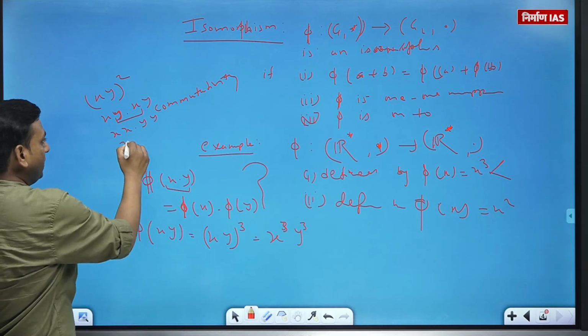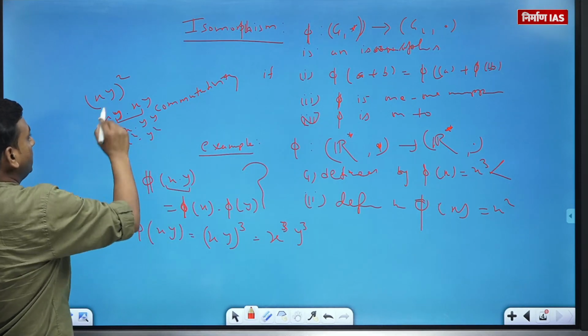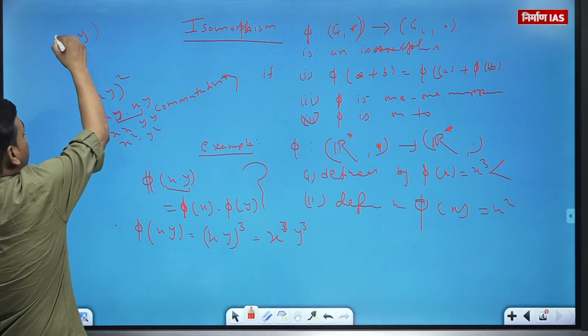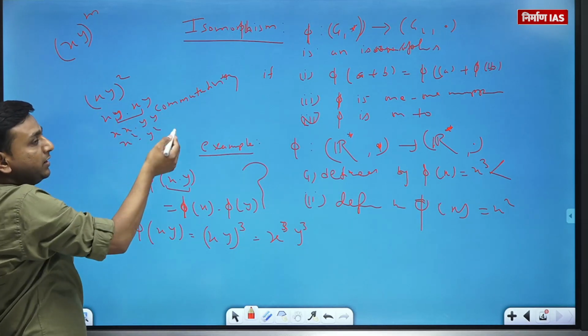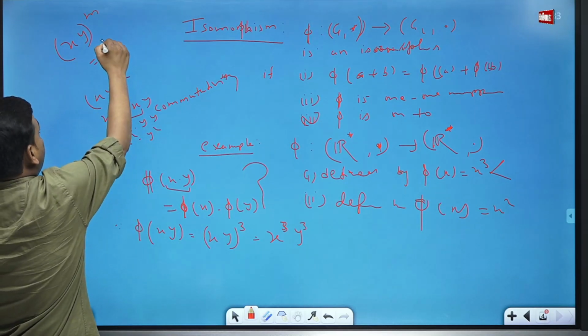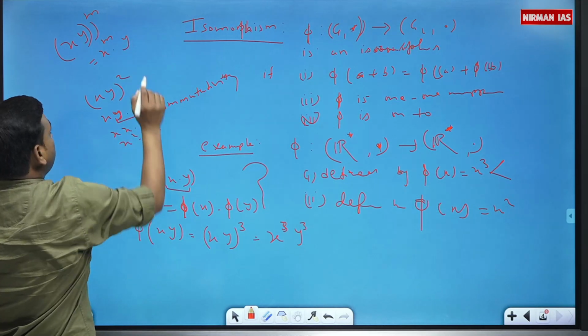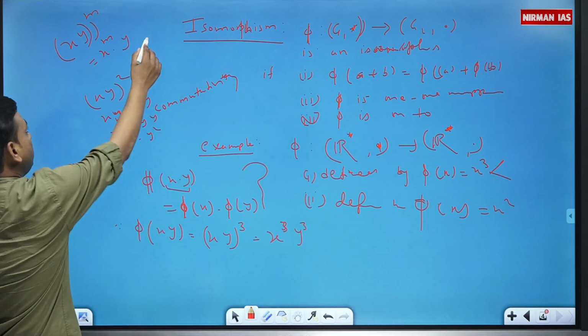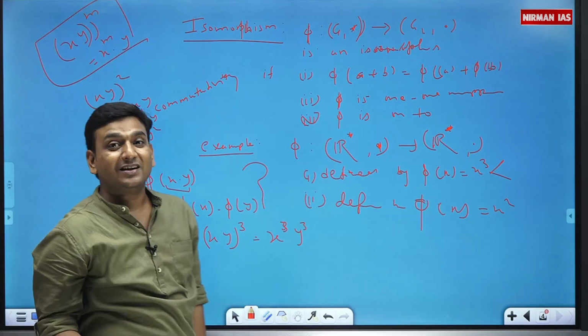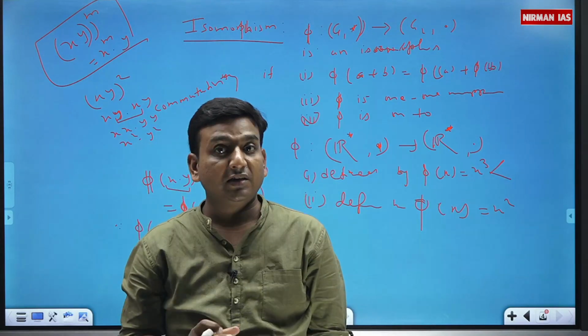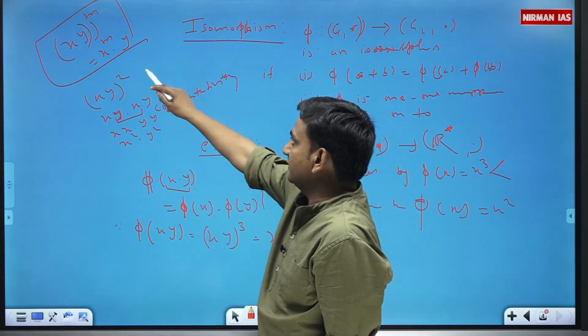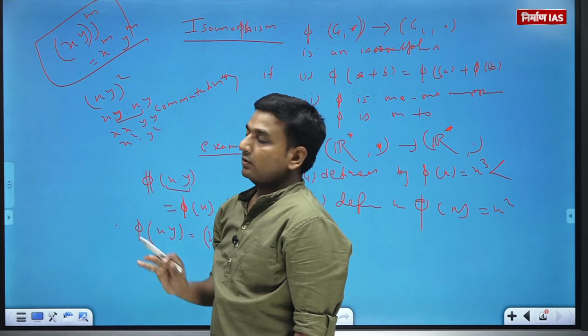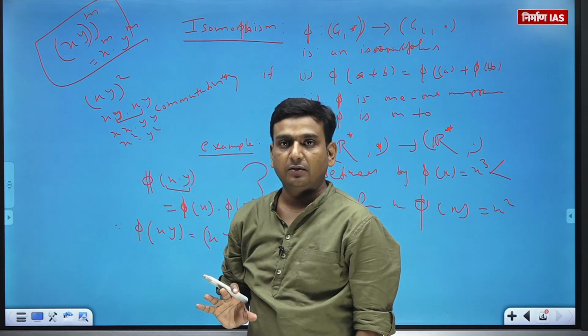Is that clear? Now it is coming as x square y square. So in general, if you want to write xy composition m times as x composition m times and y composition m times, it is possible only when x and y commute. Otherwise, you cannot write like this. Is it clear to you guys? Fine.